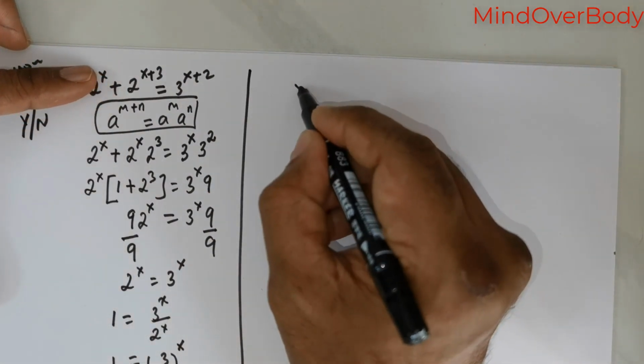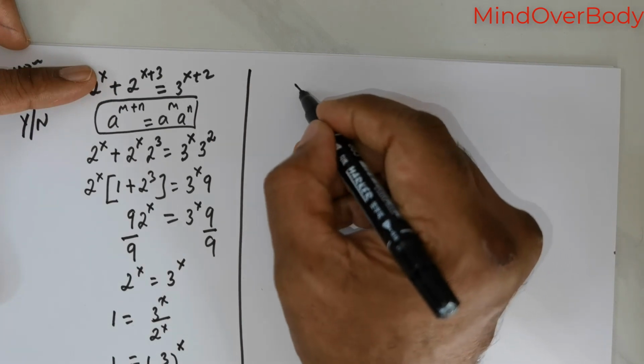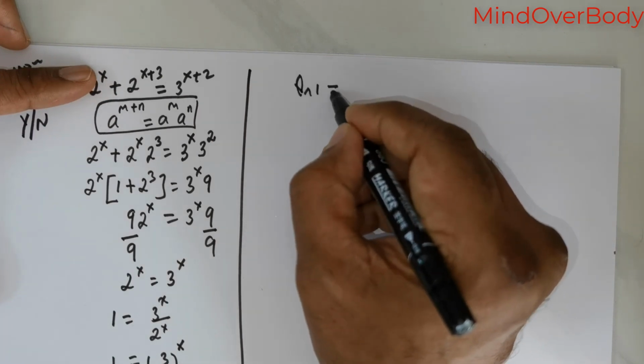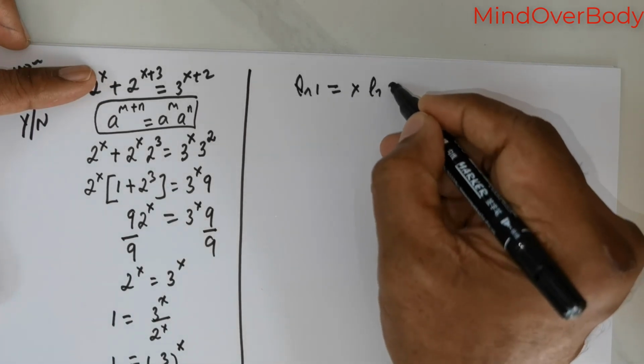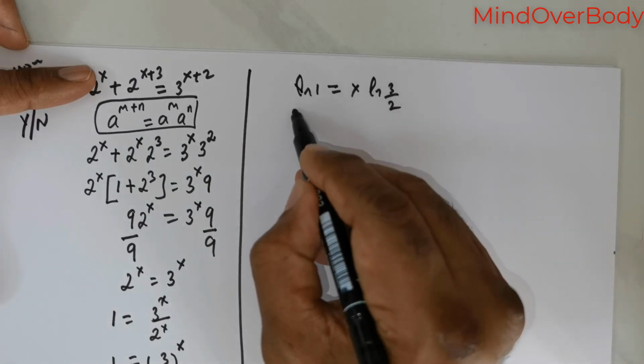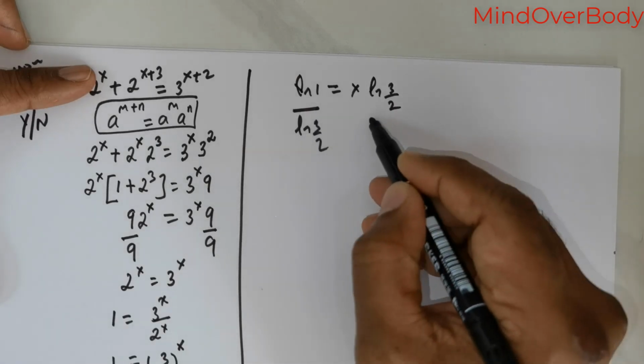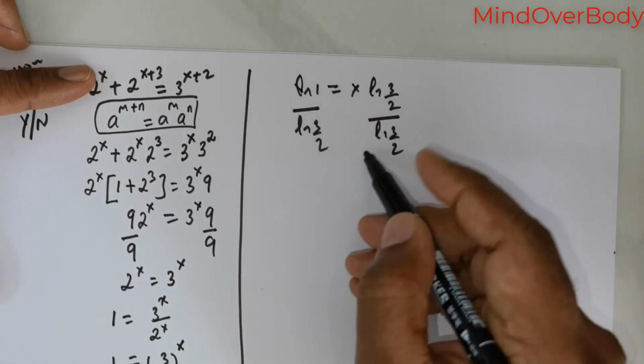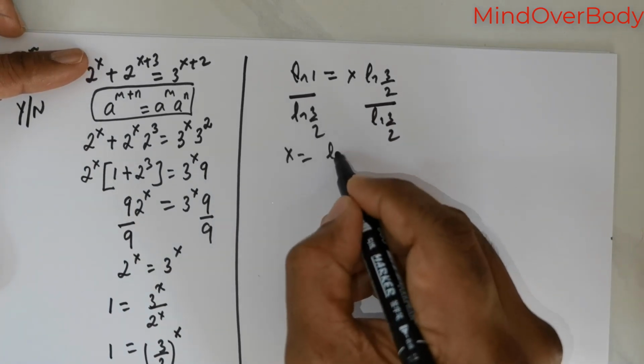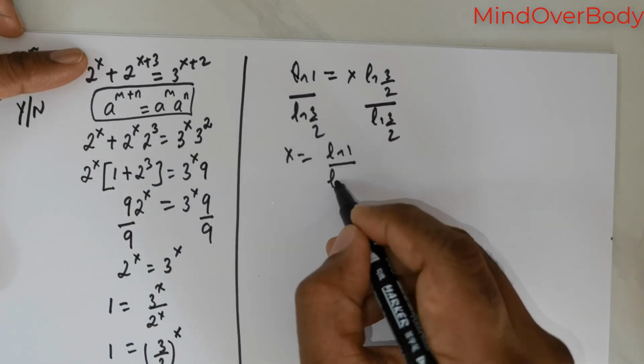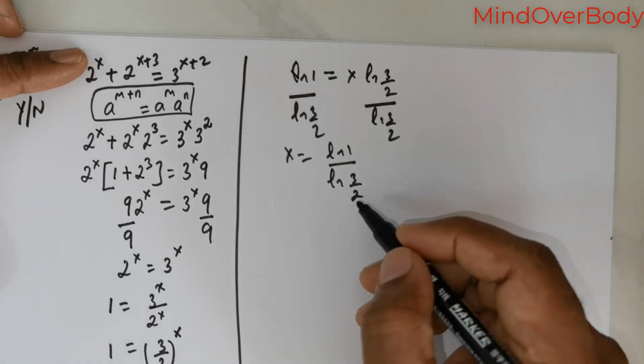This can be rewritten as ln 1 is equal to x times ln 3 over 2. I'm going to divide both sides by ln 3 over 2. So this is going to give me x is equal to ln 1 divided by ln 3 over 2.